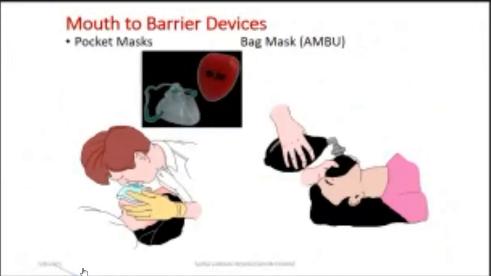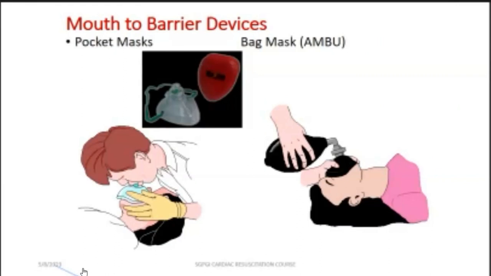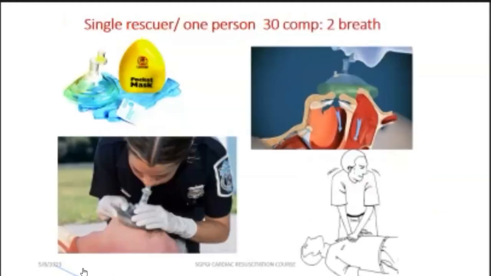Second is the bag, that we call AMBU, bag mask. Very important even for those doctors who are not anesthetists, and most important for nursing care. It is the only device with which you can help your patient while managing airway breathing. When you are a single rescuer, you will use a pocket mask, because you are using it from one side of the patient. You will give 30 compressions and 2 breaths. This ratio is to be maintained.